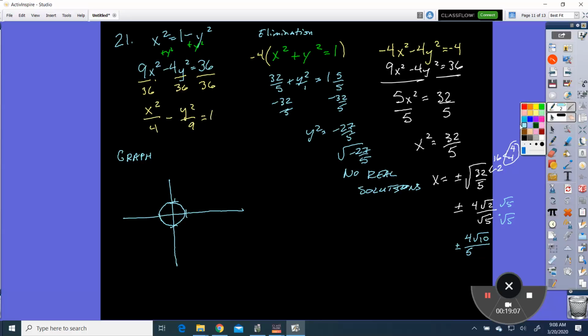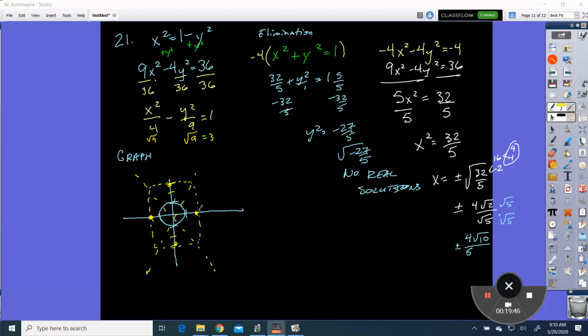So this has a center at 0, 0. The x direction, I go the square root of 4, which is 2, so I go 2 in the x direction. The y, square root of 9 is 3, so I go 3 in the y direction. Now if it were an ellipse, you'd connect these. And even if we did that, they would never intersect. But since it's a hyperbola, what you do is you make a little rectangle. You connect your diagonals. And then since x squared is the one positive, you kind of go here, and those are asymptotes, and it goes like this.